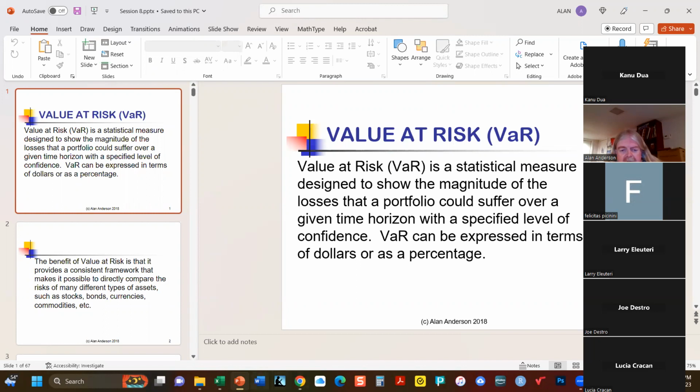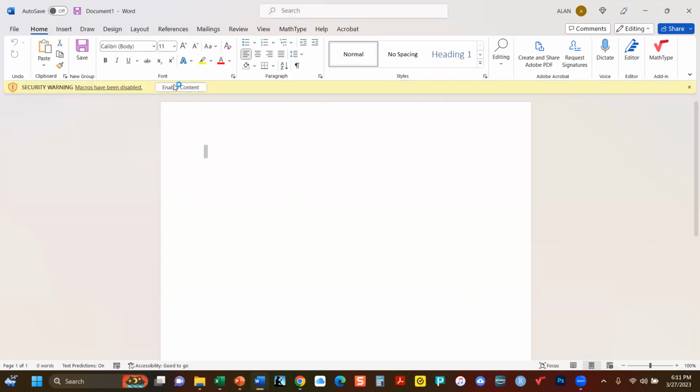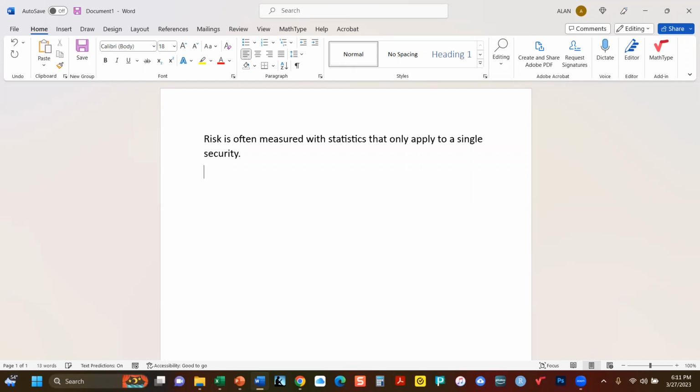Just as a quick example, and this is one of the reasons for this framework I'm about to show you. Back in the day, let's say in the 90s, risk management was kind of a hit or miss proposition because risk is often measured with statistics that only apply to a single security. Let me give you a quick example of that. For example, the risk of a stock can be measured with beta.